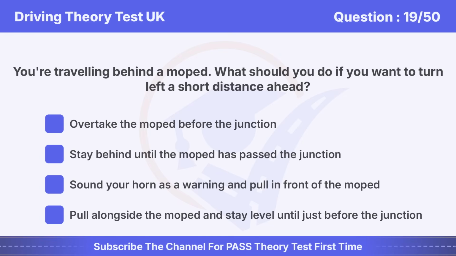Question 19. You're traveling behind a moped. What should you do if you want to turn left a short distance ahead? Option A. Overtake the moped before the junction. B. Stay behind until the moped has passed the junction. C. Sound your horn as a warning and pull in front of the moped. D. Pull alongside the moped and stay level until just before the junction.